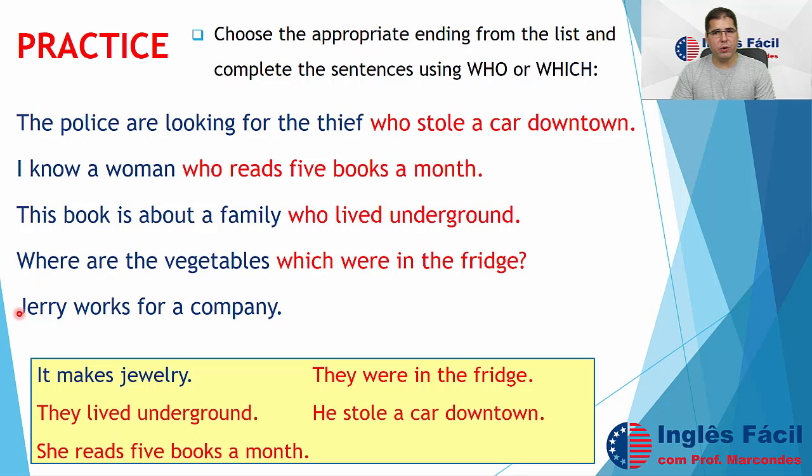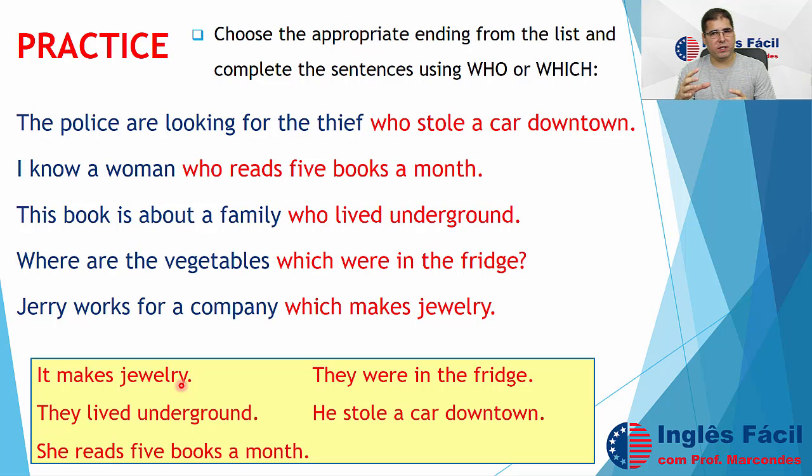Now, Jerry works for a company. Of course, this company makes jewelry, right? It makes jewelry. Now, Jerry works for a company. Who or which? Which, of course, a company is not a person, right? So, in this case, Jerry works for a company which makes jewelry, okay?